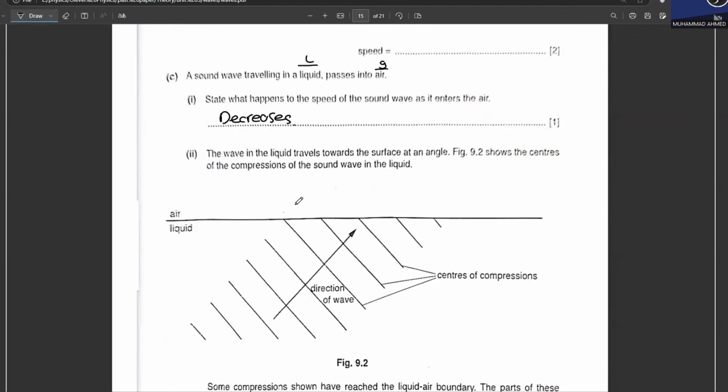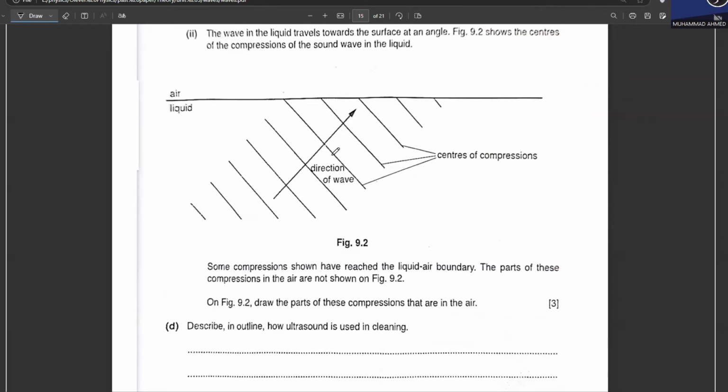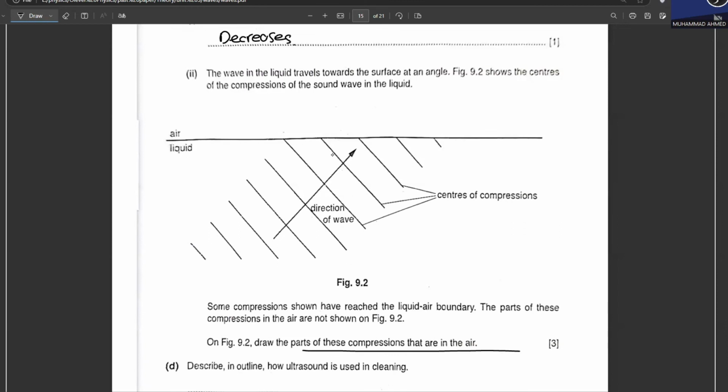The wave in the liquid travels towards the surface at an angle. Figure 9.2 shows the centers of the compressions of the sound wave in the liquid. Some compressions shown have reached the liquid-air boundary. The parts of these compressions in the air are not shown in figure 9.2. On figure 9.2, draw the parts of these compressions that are in the air. First of all, draw normals here.